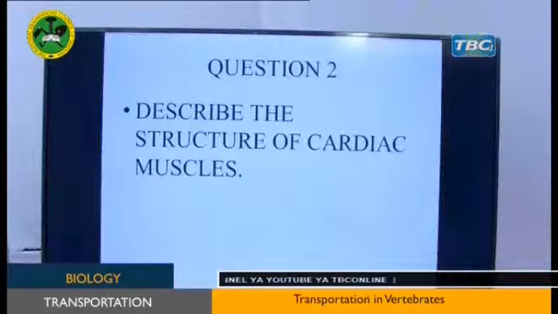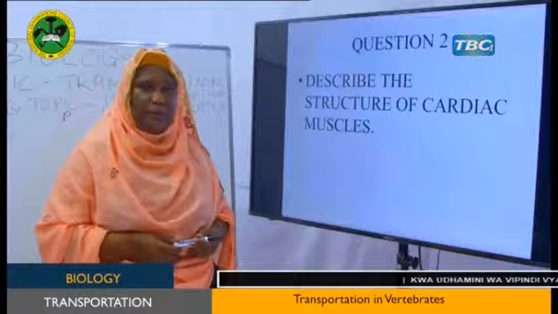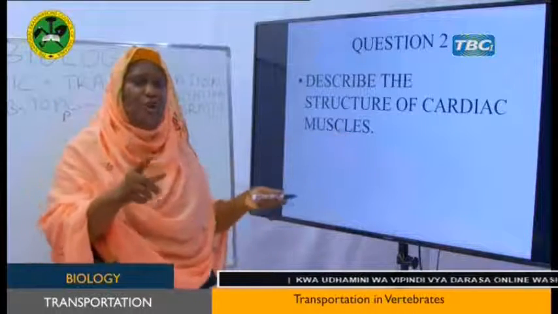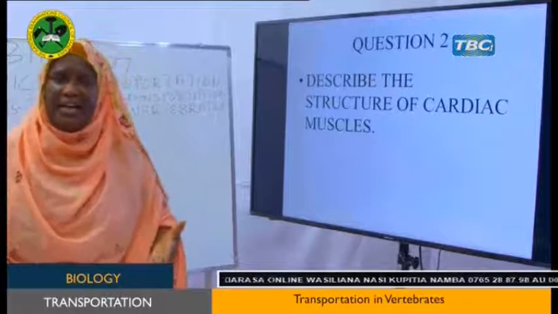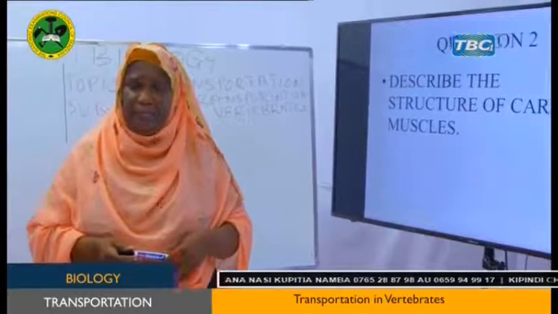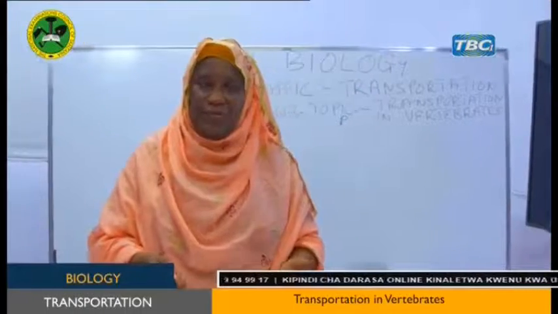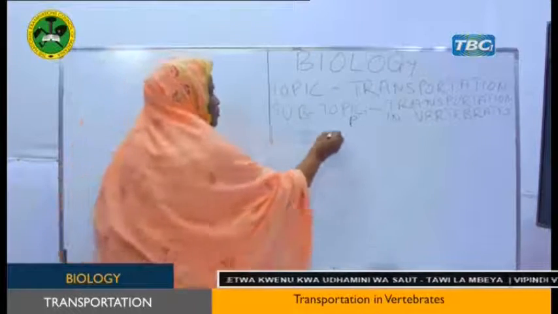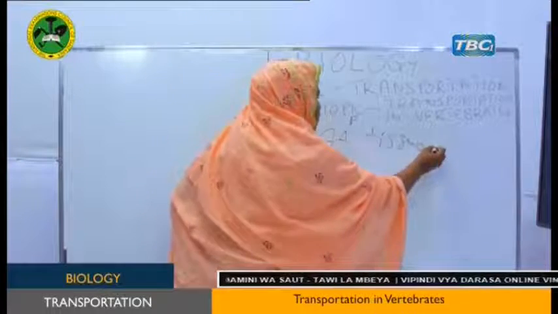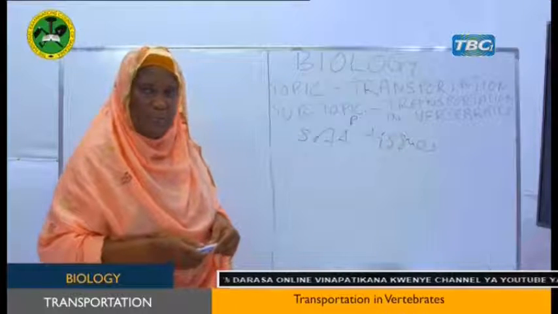Describe the structure of cardiac muscles. Before describing, you are required to know what cardiac muscles are. Here, I'm going to give you the definition of muscles in general. Muscles are soft tissues which are found in most animals.